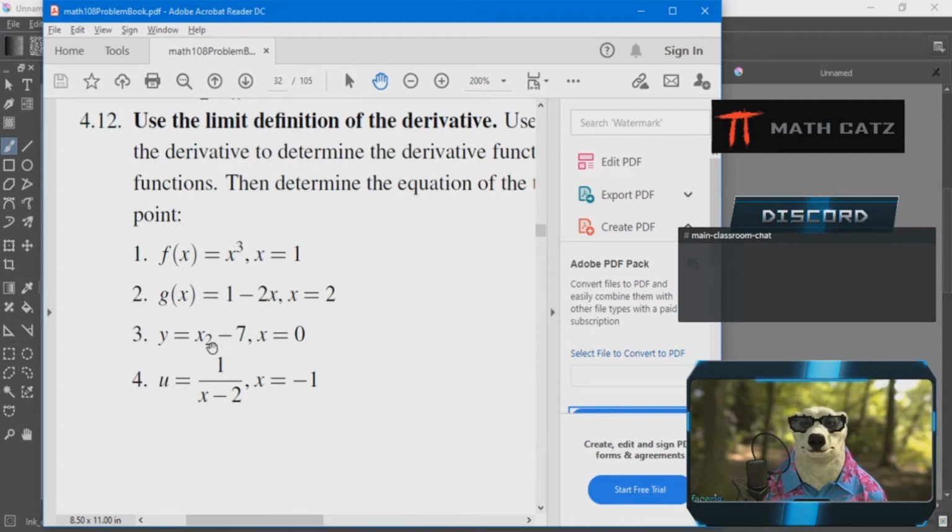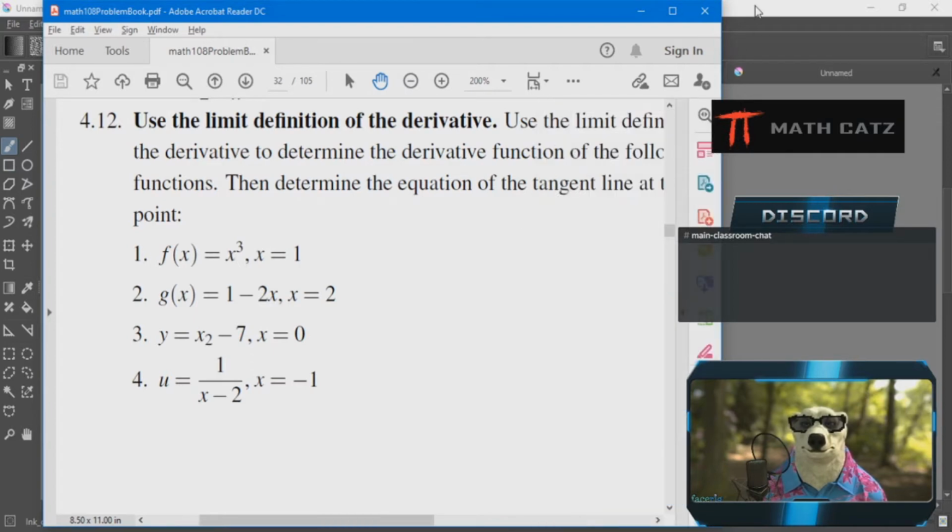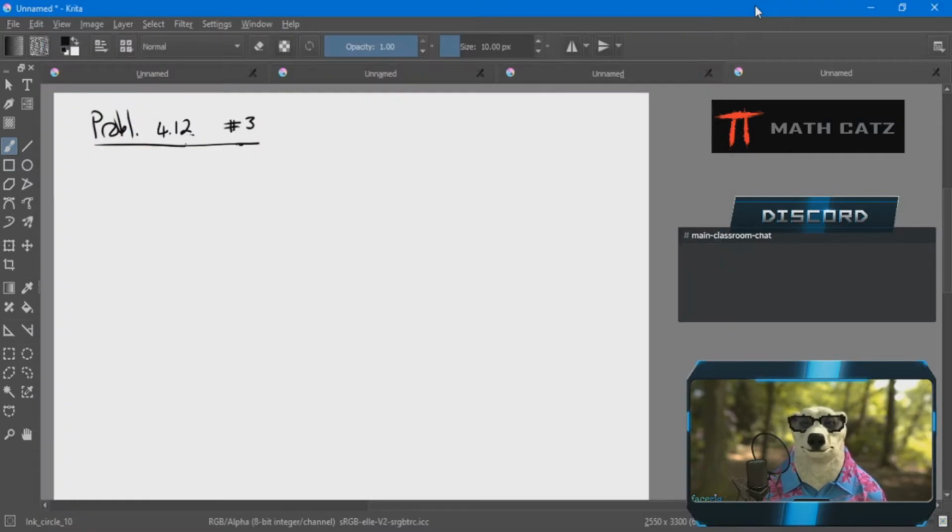Now there's a typo that the 2 is a little low. It's actually x squared minus 7, which is why I wanted to do this one so you don't get confused by this typo. So x squared minus 7, and the x value in question is 0. So my function here, x squared minus 7, and x is equal to 0. That is my point that I'm interested in.